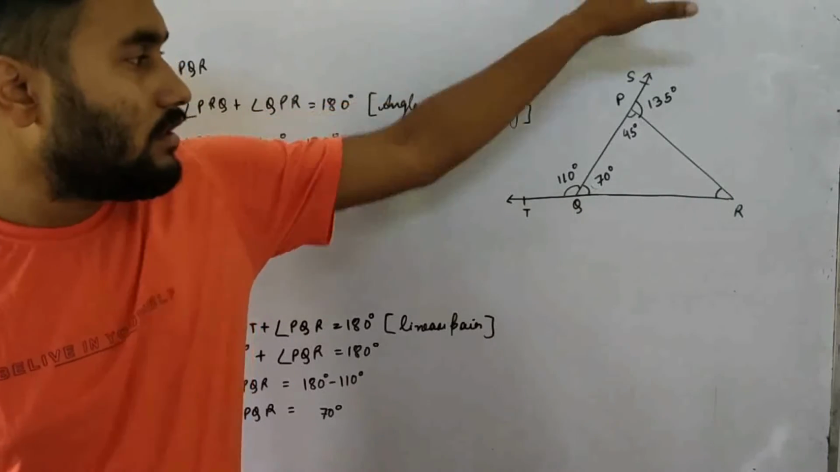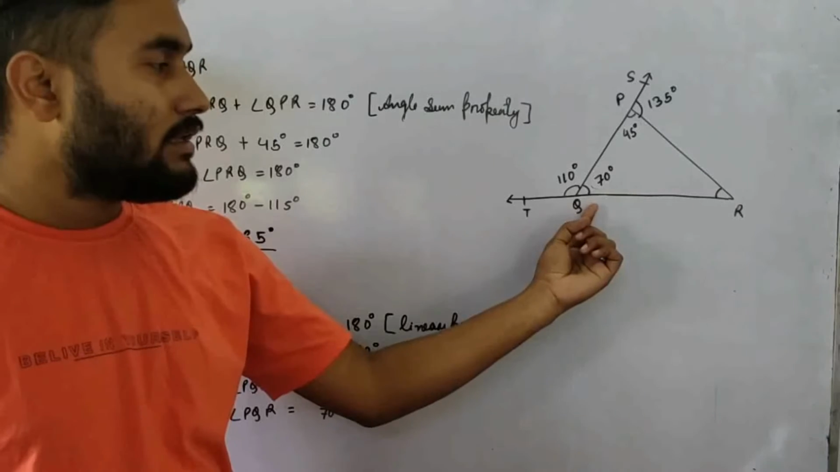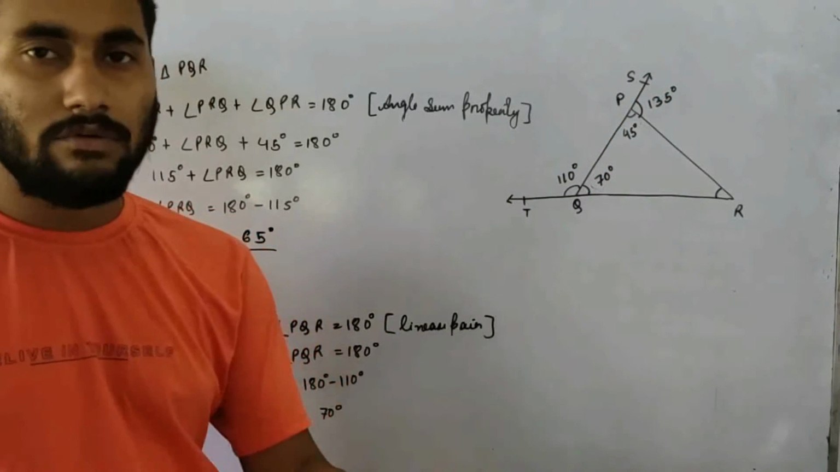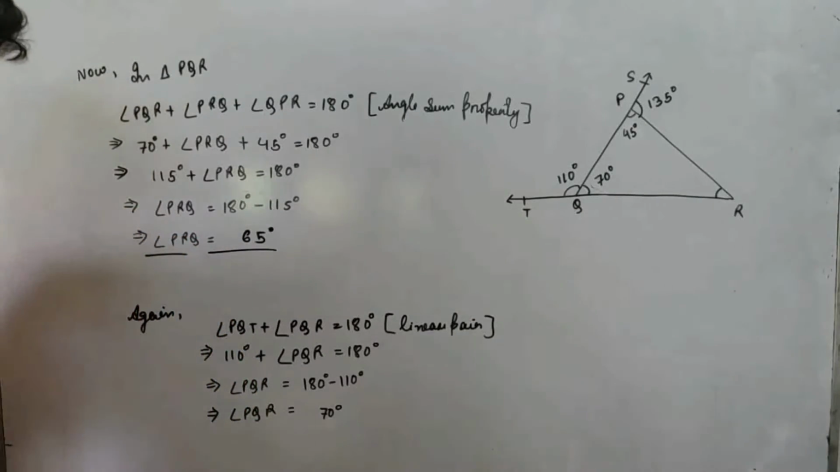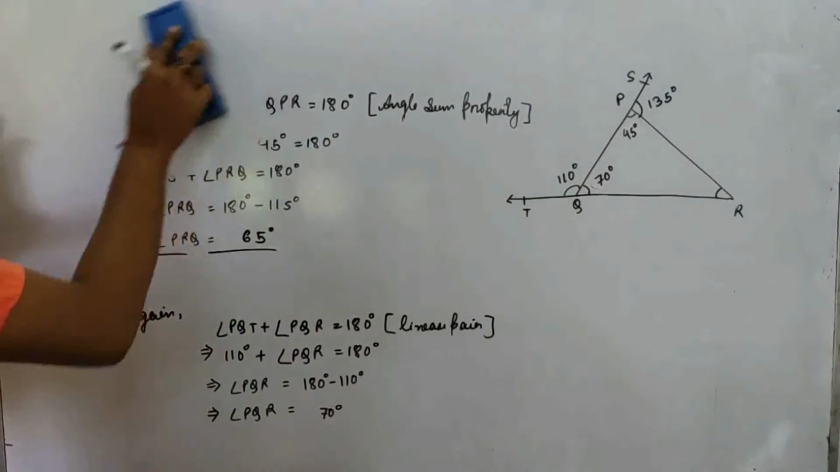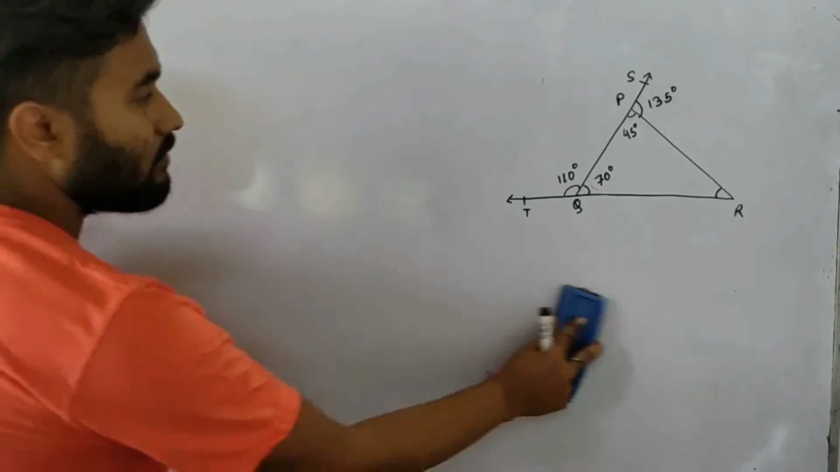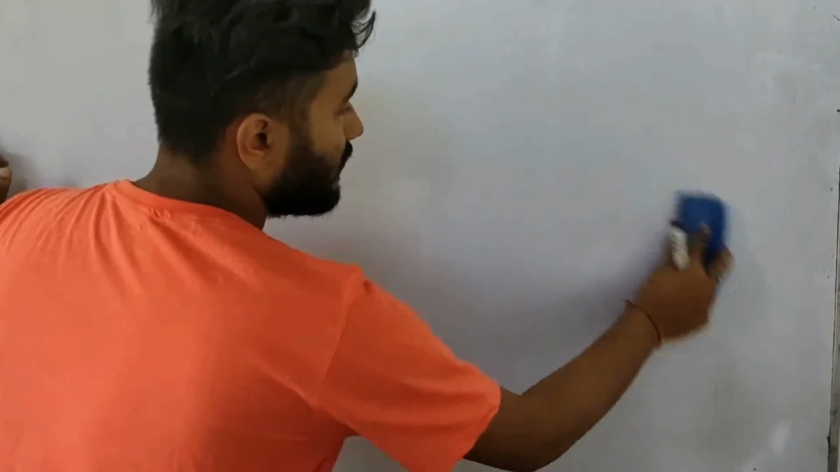Same thing. If you find this angle directly, then this exterior angle will be equal to this angle plus this angle. That way also you will get the answer. So any method you like, whether the first method or the second method, whichever you find easy, you solve by that method only. Okay, so let us see question number 2.